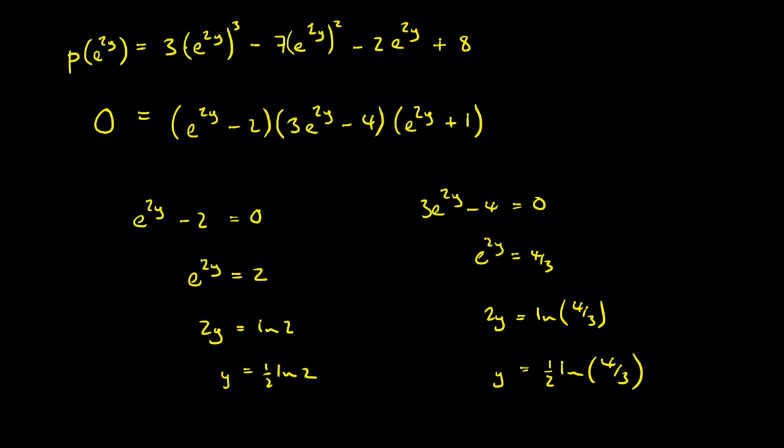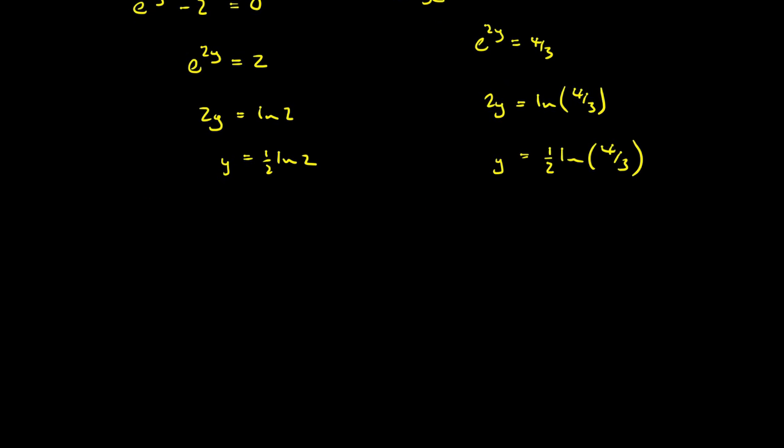And then the last one: if e^(2y) plus 1 equals 0, that means that e^(2y) is equal to negative 1, and that has no solutions. So we've just got two solutions, a half ln 2 and a half ln 4 upon 3. And I'm just going to check the mark scheme, make sure that that's all right. And that is exactly right.